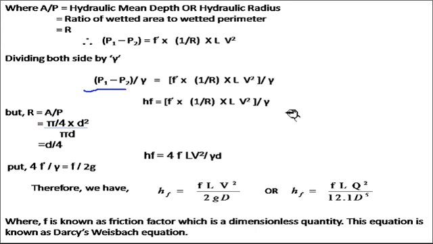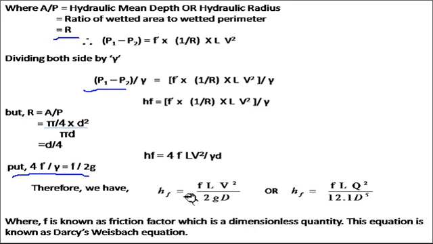Now we will put the value of R from this equation. We have R is equal to A upon P. Therefore, the value of A is pi by 4 into D square, and the value of P, the perimeter, is pi into D. After cancelling pi, we have the remaining expression D by 4. Now you put the value of R into this equation, and after some mathematical simplification, HF will become 4 F dash LV square upon gamma D.